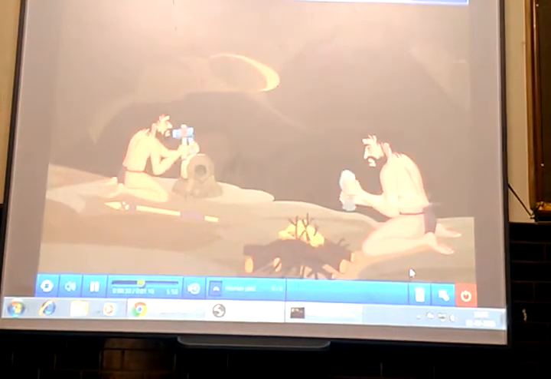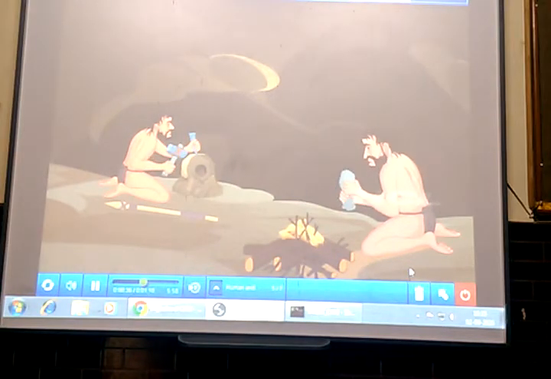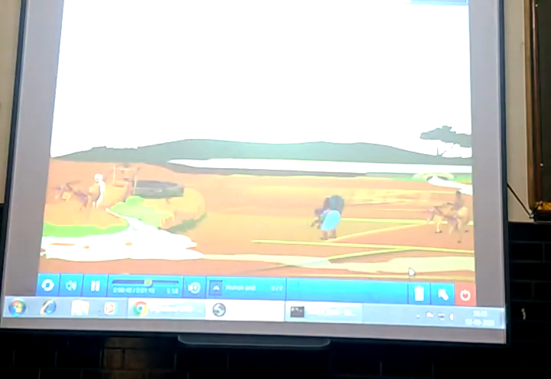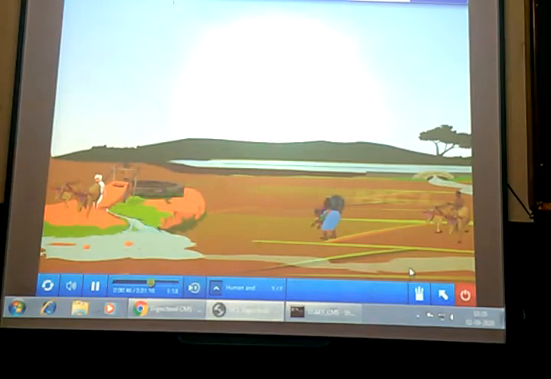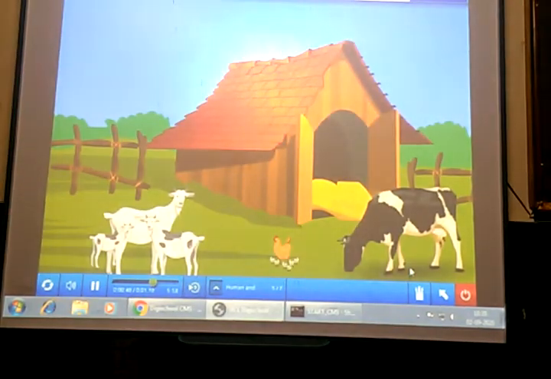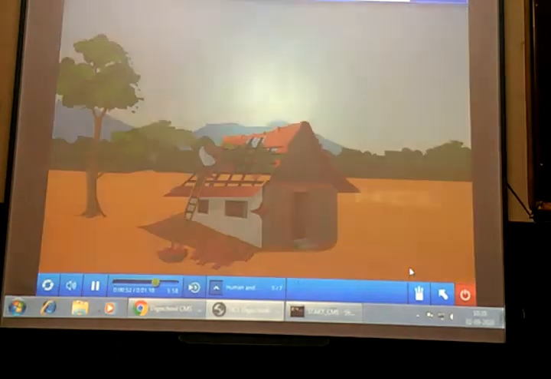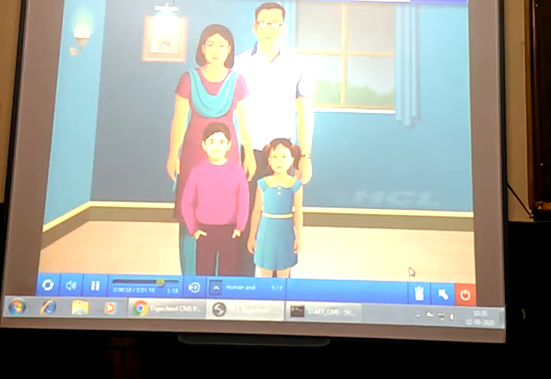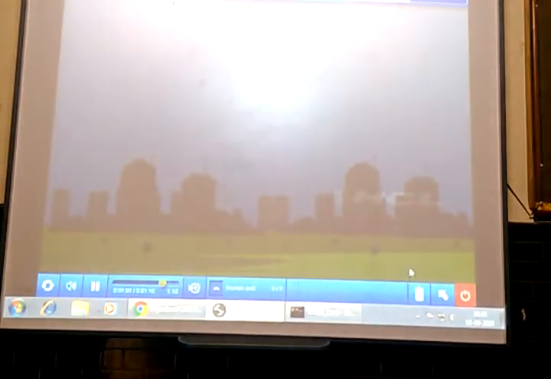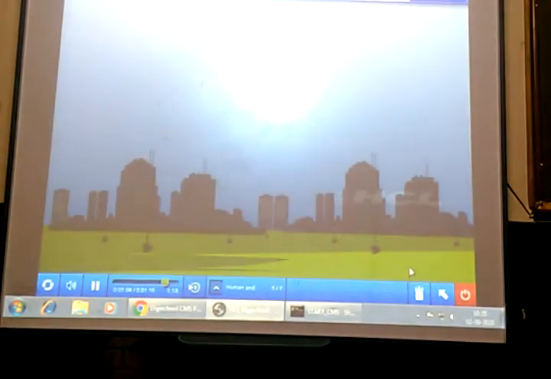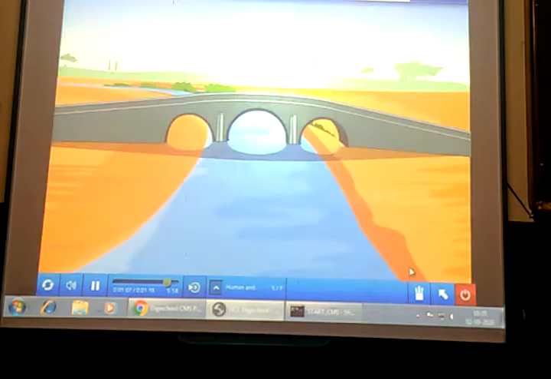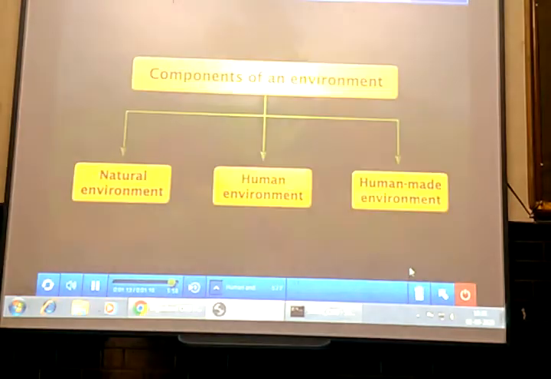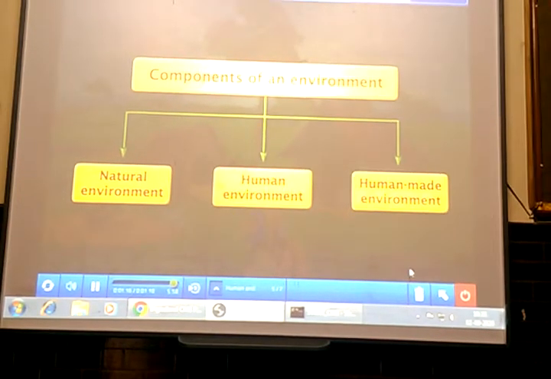Right from the Stone Age, humans have been interacting with the environment and modifying it to meet their requirements. As needs increased, humans learned to grow crops, domesticate animals, build houses, improve transportation facilities, and lead a comfortable life. Such man-made modifications to the environment, such as buildings, parks, bridges, roads, monuments, and industries, form the human-made environment.